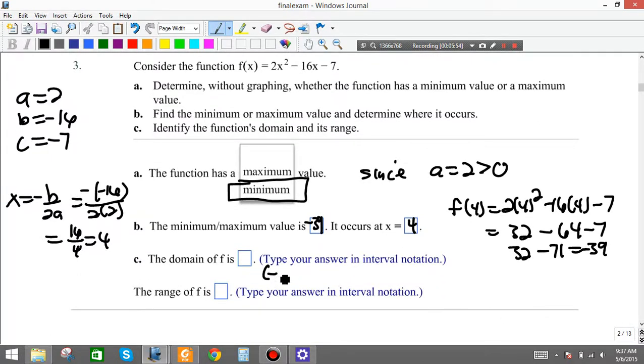The domain is always minus infinity to infinity. The range now is going to be negative 39, the minimum value, and there is no maximum value, so you put infinity.